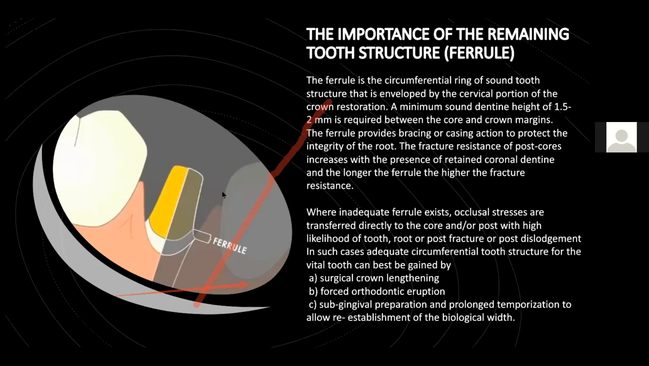Okay, so now the importance of the remaining tooth structure. This is a point I'm going to continue to repeat, so bear with me. What is a ferrule? It is the circumferential ring of sound tooth structure that is enveloped by the cervical portion of the crown restoration. A minimum sound dentin of 1.5 to 2 millimeters is required between the core and crown margins.